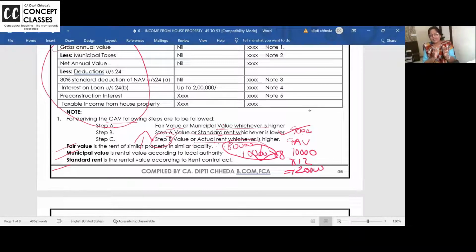Are you correlating all the 8 classes? Pen down, stop speaking and give me a message, all of you. Up to here, is everything clear or not? Are you clear why the GAV is nil for self-occupied property? Okay.